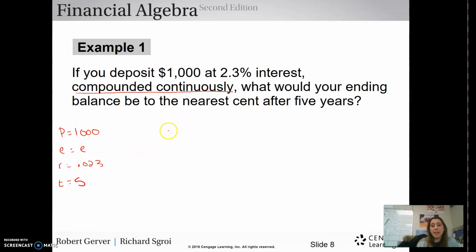So then we just plug everything in. We have 1,000 times E to the 0.023 times 5. So we are going to type that in our calculator. I'm going to use my calculator to show you how it works. We'll turn it on.